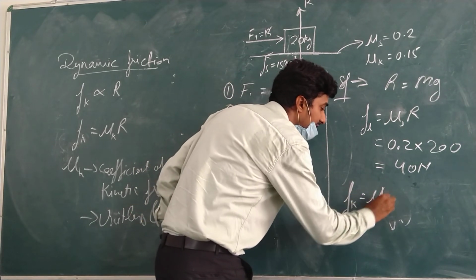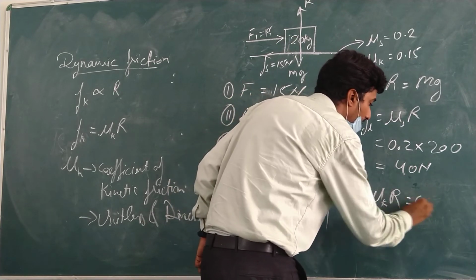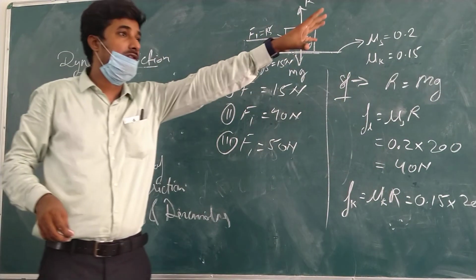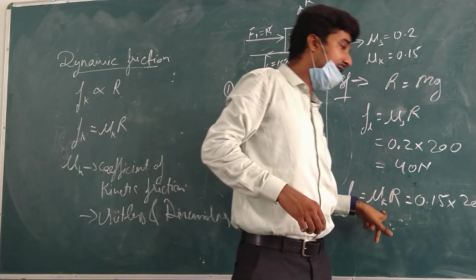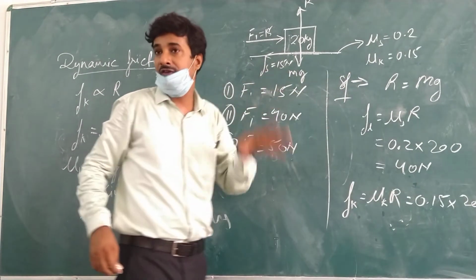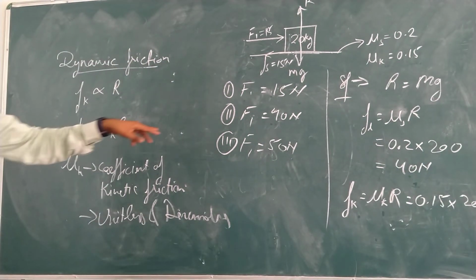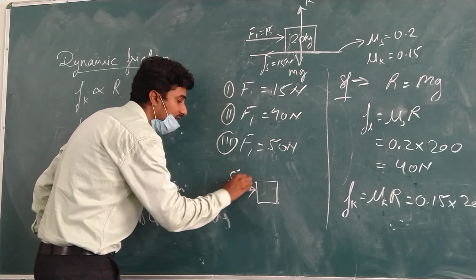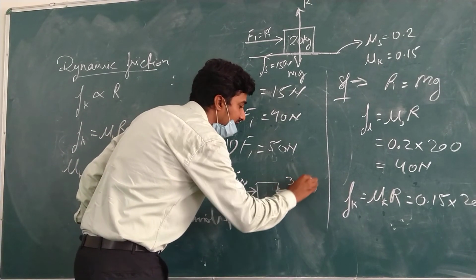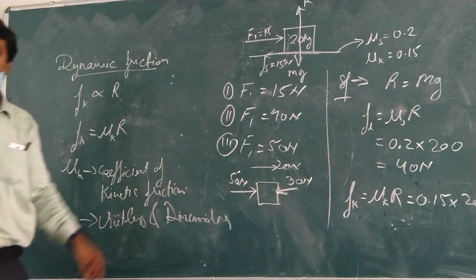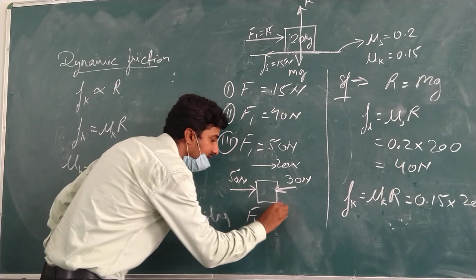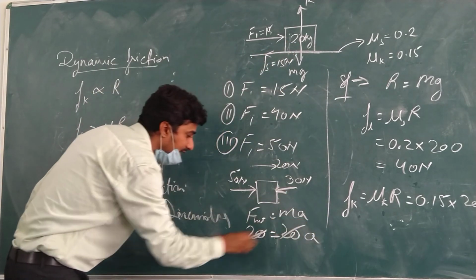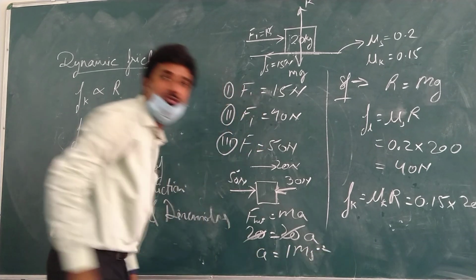Kinetic friction. So what is the value of kinetic friction? Fk is equal to mu k R. Mu k is 0.15, into 200. That will be 30 Newton. So when the body is in motion, the kinetic friction will be 30 Newton. If the 50 Newton force is applied in this direction, and in the opposite direction 30 Newton, what is the net force in this direction? 20 Newton. So F net is equal to 20 Newton. F net is equal to mass into acceleration. F net is 20, mass is 20, and acceleration a. Acceleration is 1 meter per second square. Yes or no? Yes. Any doubts anyone?